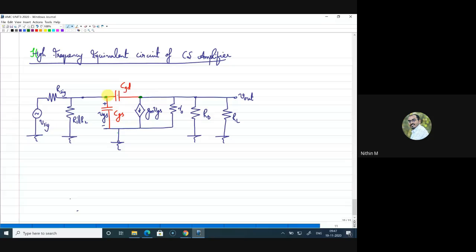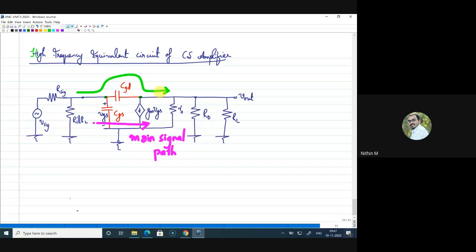Now, this is not the single path here. Even without the presence of these capacitors, the output and input are related through this gm VGS component. So this is considered as the main signal path from here to here. Right, this is the main signal path, but now we have this as the additional path of interaction.